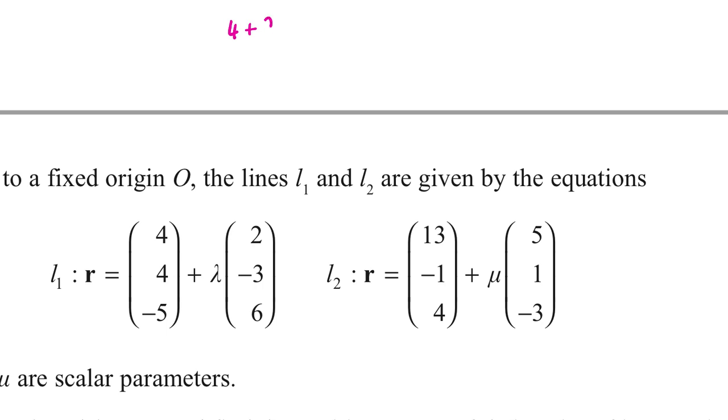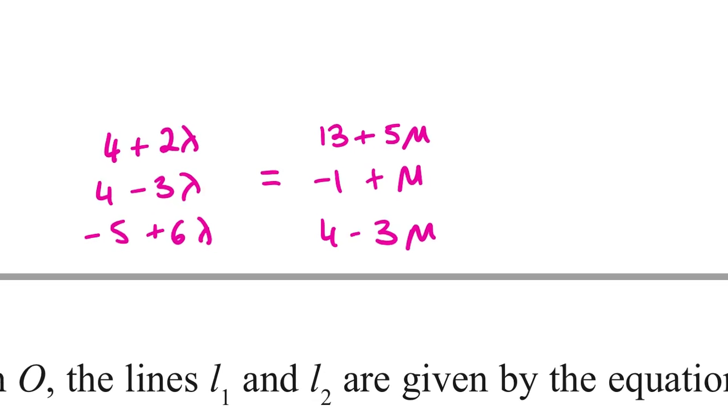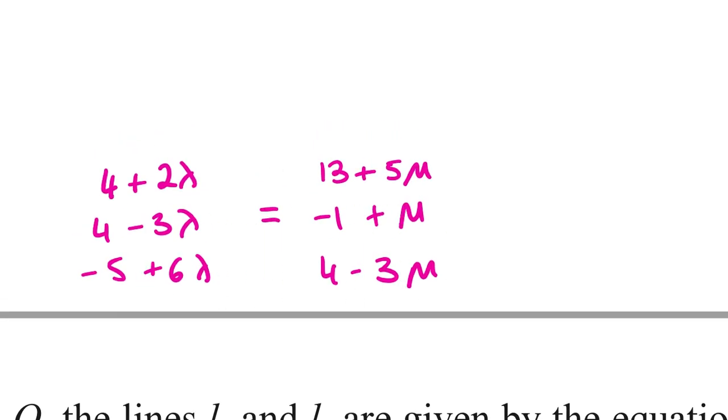So we know that 4 plus 2 lambda, because I'm going across here, and 4 minus 3 lambda, and minus 5 plus 6 lambda, this is going to be equal to 13 plus 5 mu, minus 1 plus mu, and 4 minus 3 mu. Okay, so we can set up some simultaneous equations. I'm going to rearrange the second one, because this looks the easiest, by adding 1 to both sides. So I'm going to have 5 minus 3 lambda equals mu. Now I can substitute that into the first or the second one, it really doesn't matter.